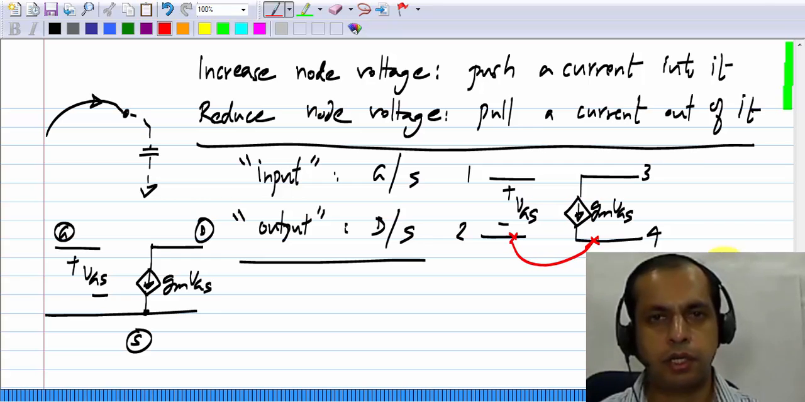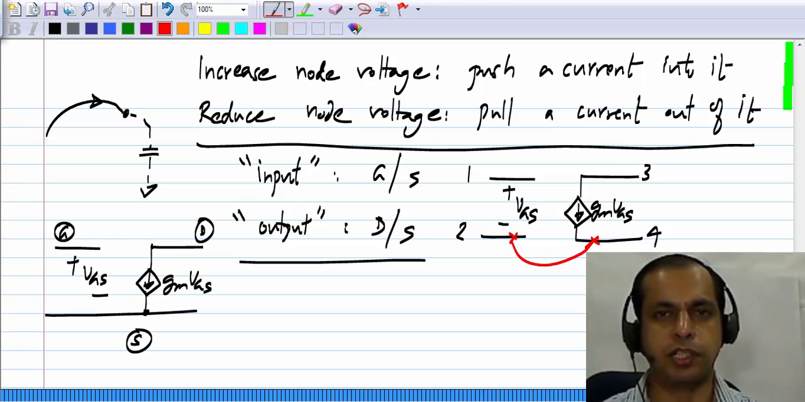Okay, so our goal in the next several lessons would be to realize control sources using a MOS transistor, and we will use negative feedback in order to do that. Okay.